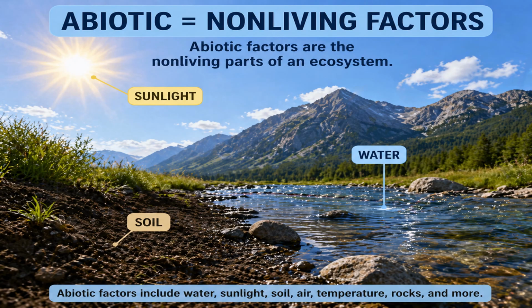When you think of abiotic, think of non-living factors. Abiotic factors are the non-living parts of an ecosystem, such as sunlight, soil, and water. Abiotic factors include water, sunlight, soil, air, temperature, rocks, and more.